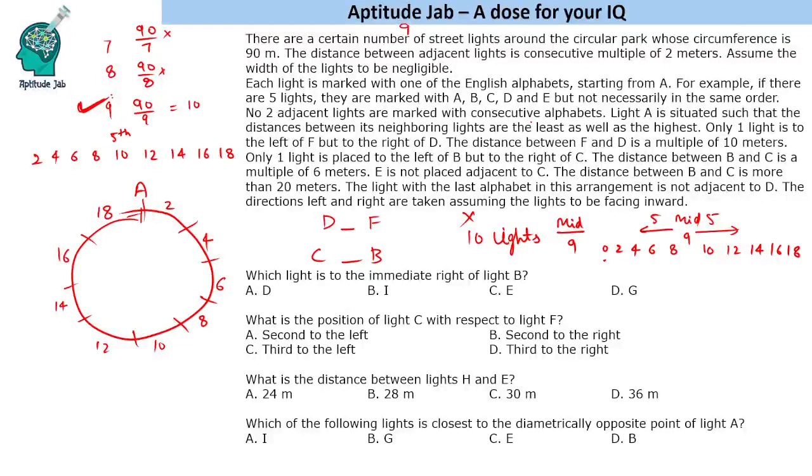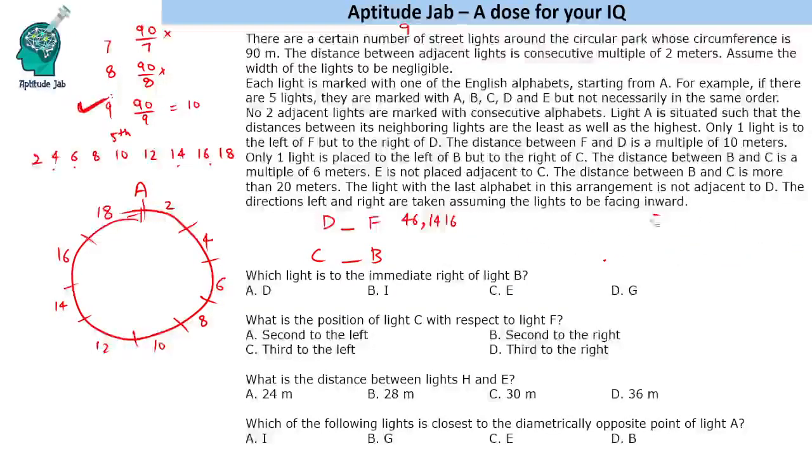Okay, now D and F is a multiple of 10, right? 4, 6, 10, right? 14, 16, 10. So either it can be 4, 6, or it will be 14, 16. Okay, so two possibilities, either 4 and 6, or 14 and 16.